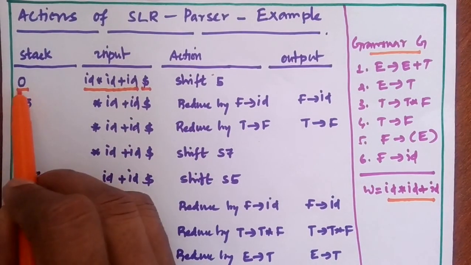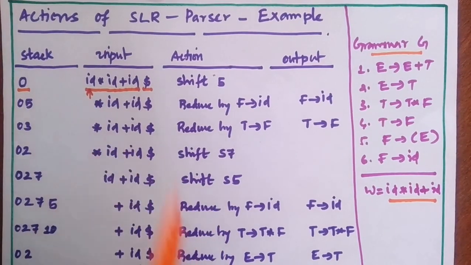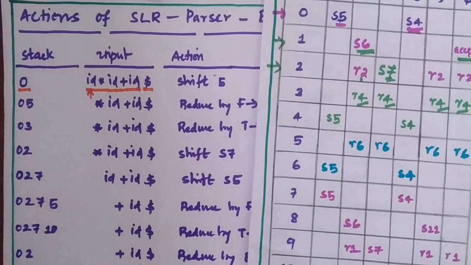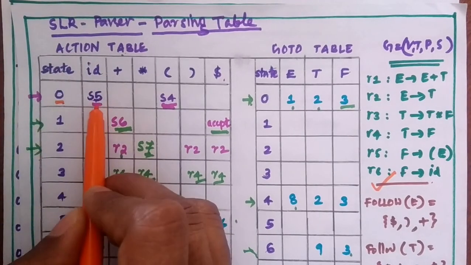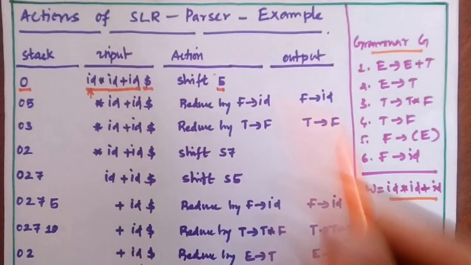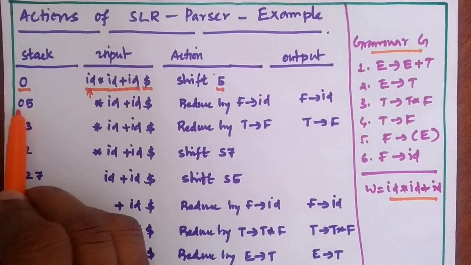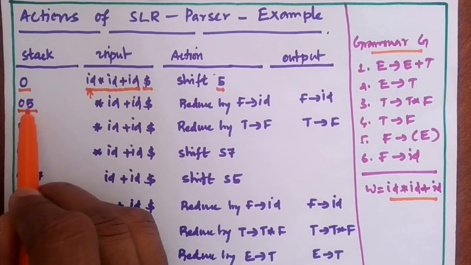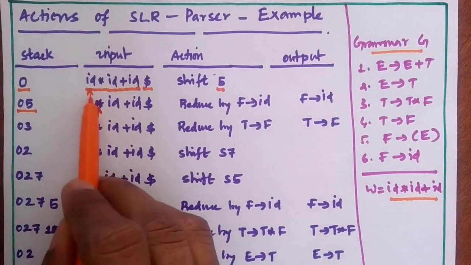Look at the stack top, which is 0, and the input pointer points to id. First the LR parser will refer to the action table. You can see that the action table entry for 0 and id is S5. S5 means shift state 5 onto the stack and advance the input pointer to the next. So the next stack status is 0 5, where 5 is on the top of the stack, and the input pointer points to star, advanced by 1.